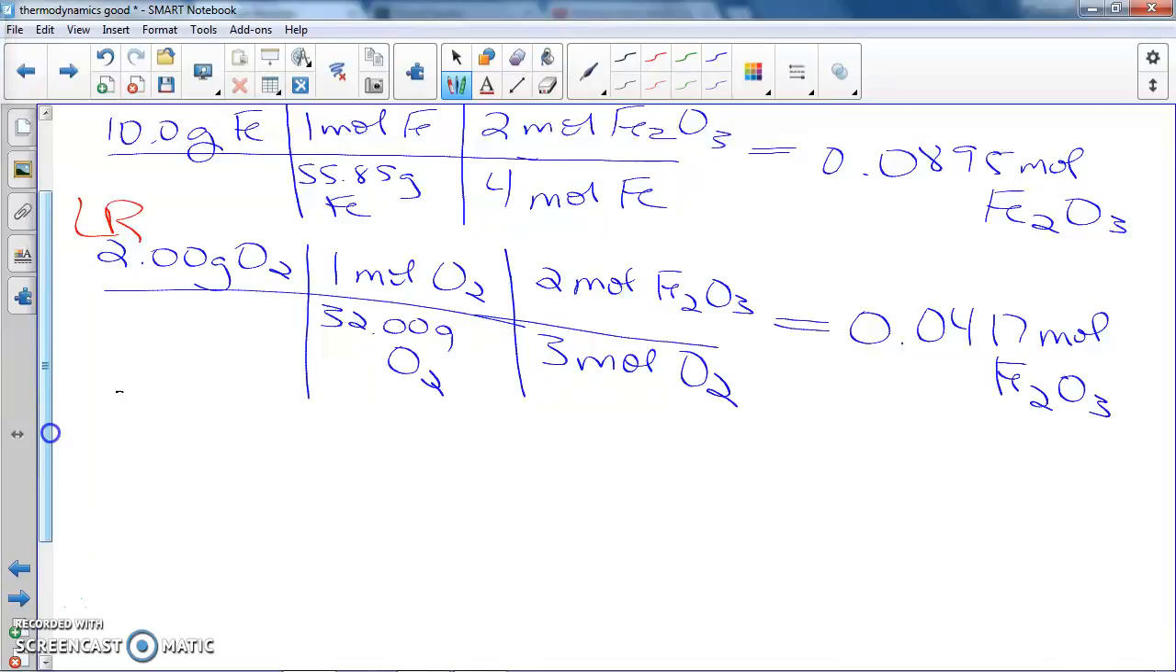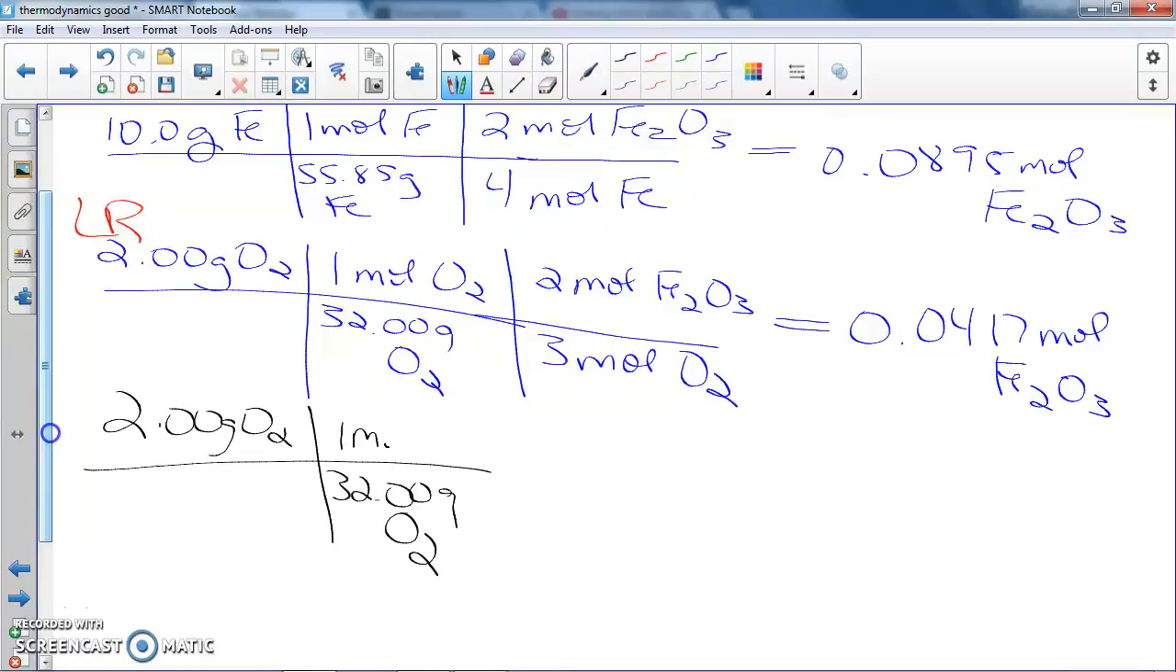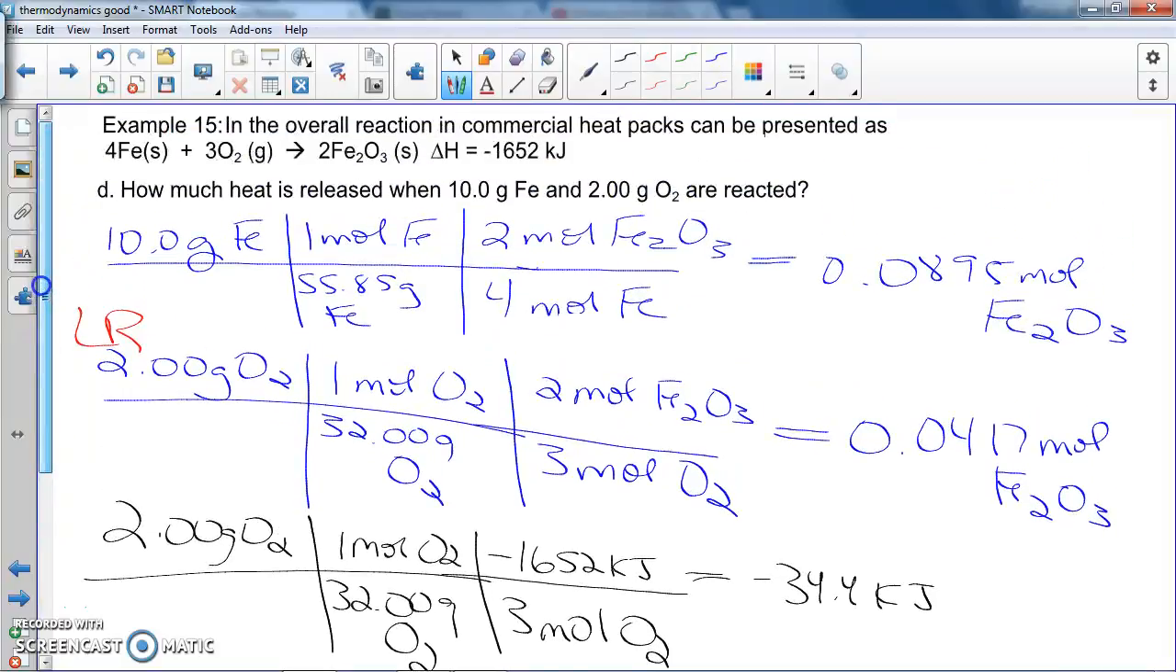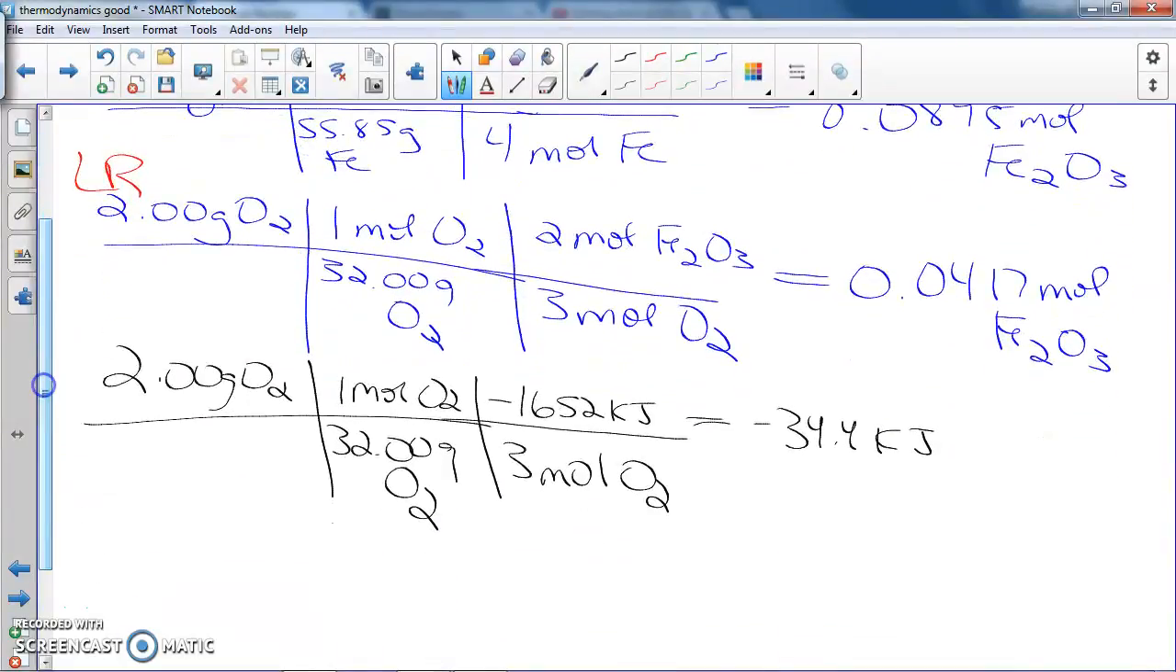So now I'm going to take 2.00 grams of O2. I know there are 32.00 grams of O2 for every 1 mole of O2, again using the molar mass to get from moles to grams. And I know there are 3 moles of O2 for every 1,652 kilojoules released. When I do that math, I get a value of negative 34.4 kilojoules. Now, we didn't talk about direction here. We could have and should have. We already knew that if we're reacting iron and oxygen, then it was forward. Therefore, that's why I had a negative value for my kilojoules.